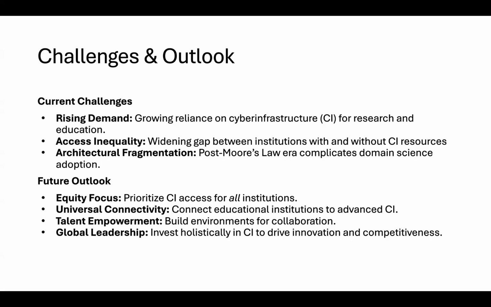And also there is this architectural evolution that happened post Moore's law, because as Moore's law is slowing down, you would see a lot of different varieties of architecture available in the market, and that also complicates the domain science adoption because it's difficult to adopt a new kind of architecture as things are moving very fast. So to address some of these challenges, the National Research Platform came into play, and as we go through the talk, you'll see we try to address many of these challenges.